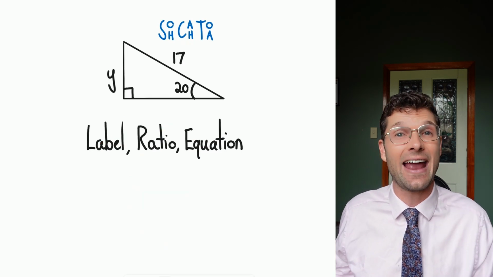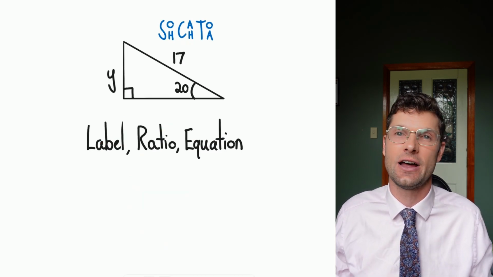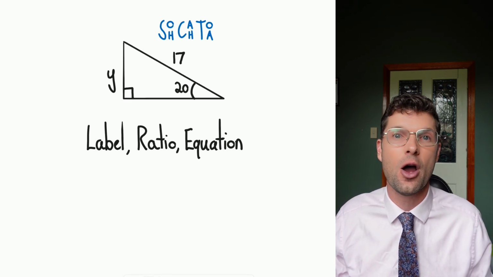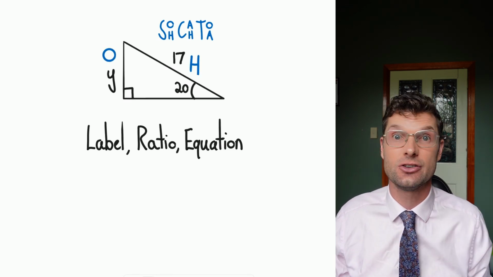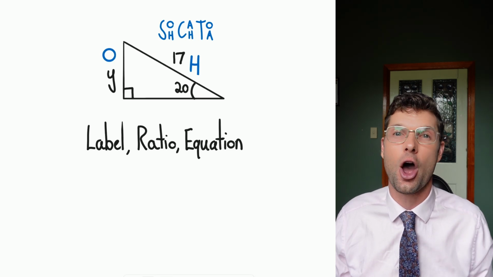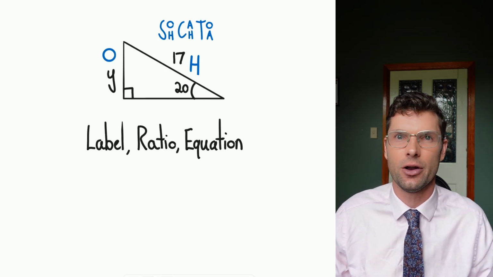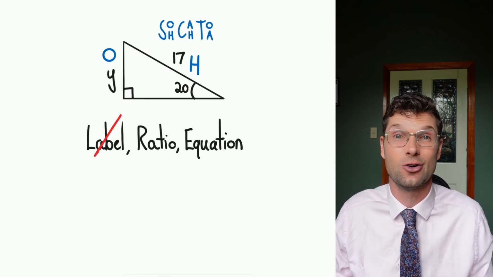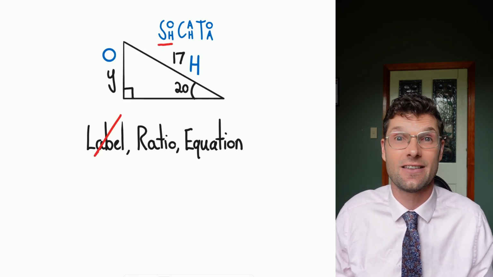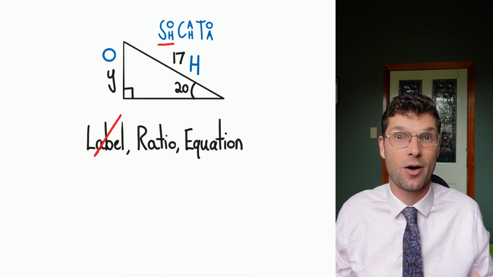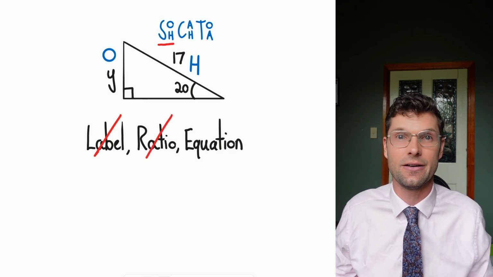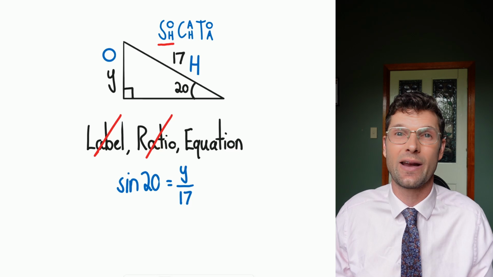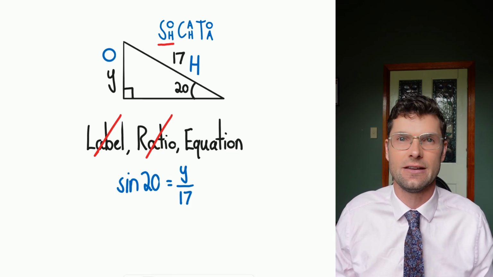So for this one, I've got my angle of interest of 20, and I've got 2 sides, y and 17. Again, the first thing I've got to do is label them. Y is the opposite side to my angle of interest, so I'm going to label that O, and then 17 is the hypotenuse. This means I've got O and H. All I've got to do is look at my ratios and I can see that it's going to be sine. That's my labels and ratios done. Now I just need to write that the sine of the angle, so sine 20, is equal to y over 17.